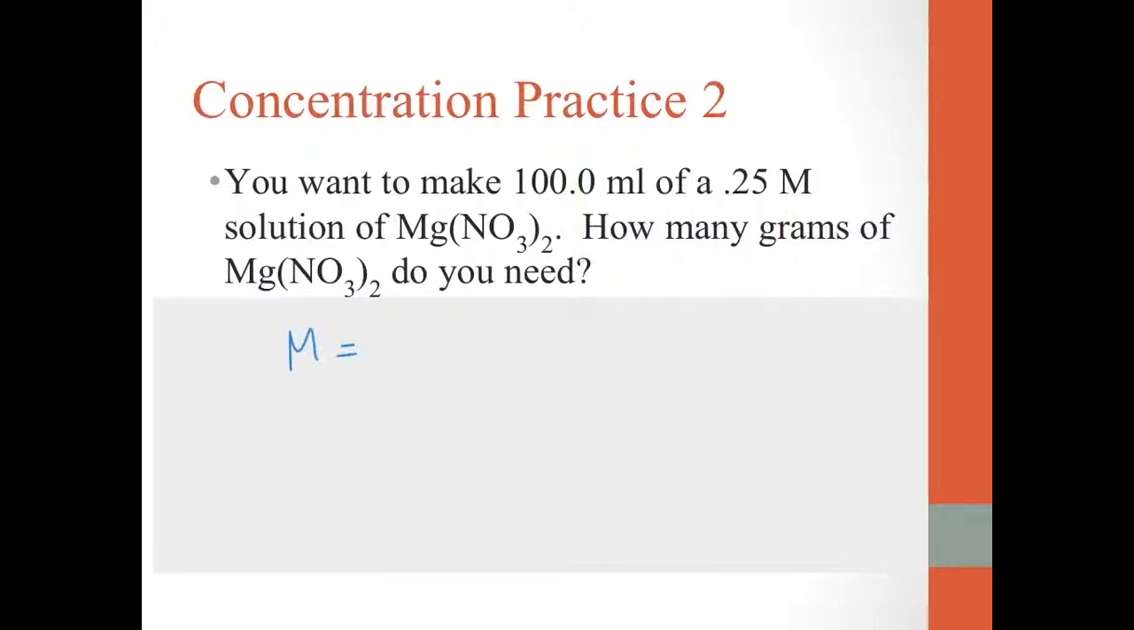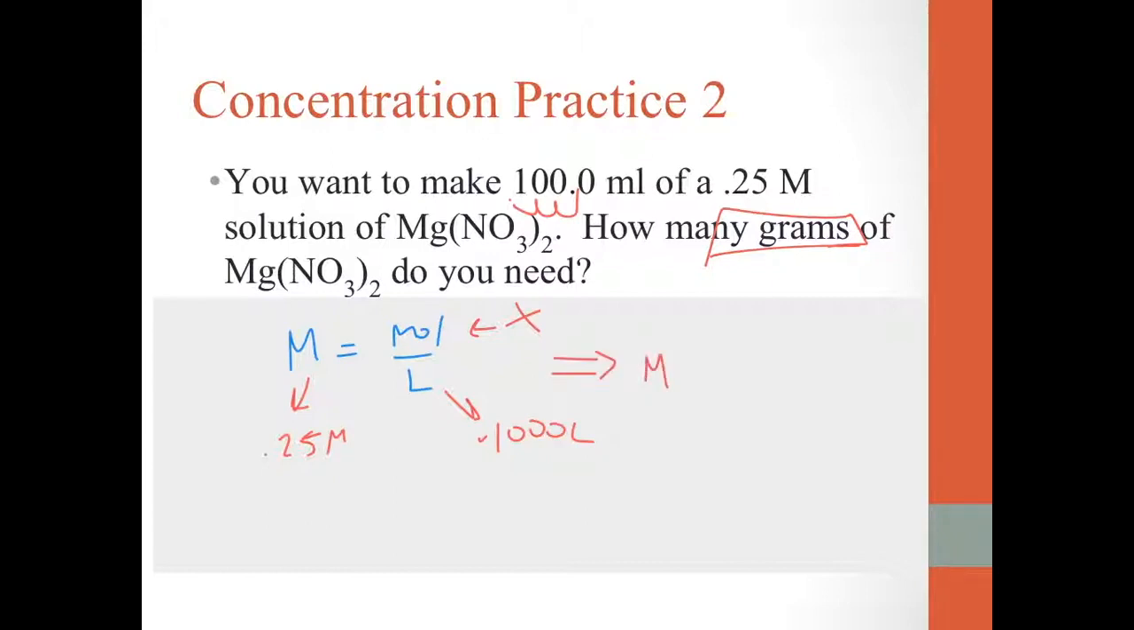As we know, molarity equals moles over volume. And this time I know the molarity is 0.25 molar, and once again I know the volume is 100 milliliters, and I move the decimal point 3 to the left, it's 0.1000. So the only thing I'm missing now is moles. And if I find moles, then I can convert to grams using the molar mass of MgNO3. So rearranging this formula to solve for moles, molarity is equal to moles times liter.